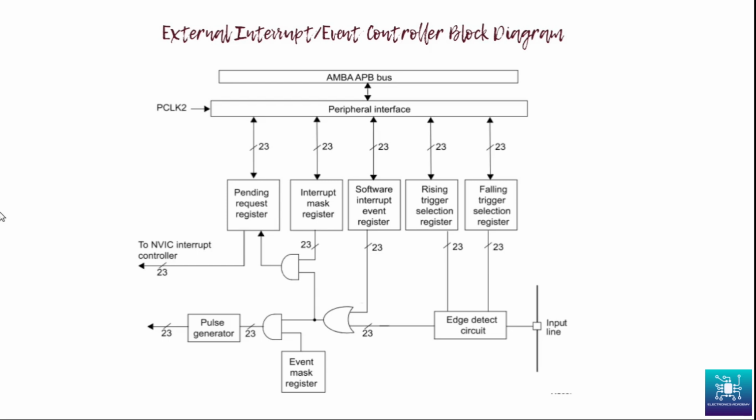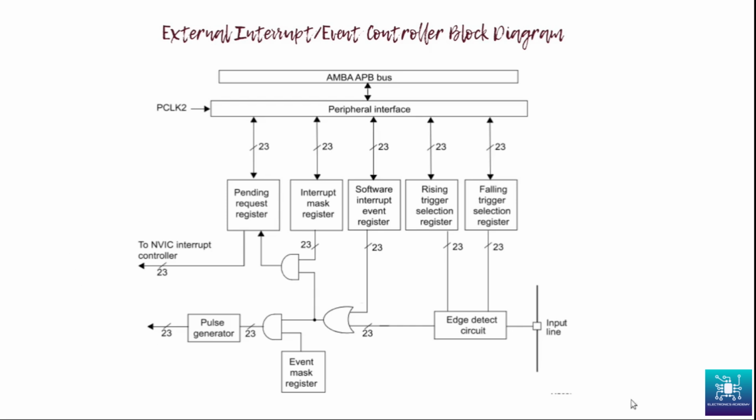Now we can see some registers here. That is the pending request register, interrupt mask register, software interrupt event register, rising trigger selection register, falling trigger selection register, and we have another register here called the event mask register. Now the external interrupts can be triggered through hardware as well as software. We have also seen that other peripheral interrupts can also be triggered through hardware and software by setting the pending bit of the respective interrupt. It is similar here.